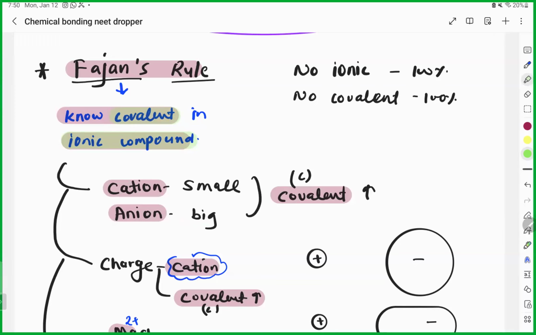Okay. So in this case, we want to know what is the impact of cation and anion. What I wrote here: if the cation is small, then covalent character will be more. If the anion is big, covalent character will be more. Any doubt, Chandana? Both these factors, small cation and big anion, are responsible for the covalent character.